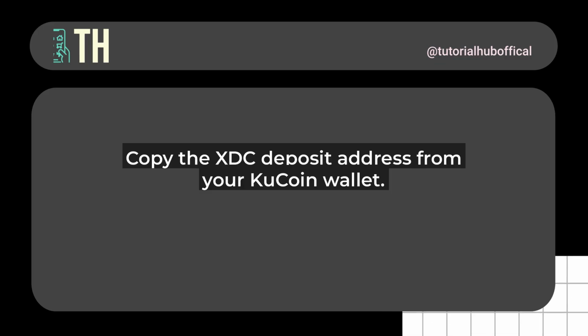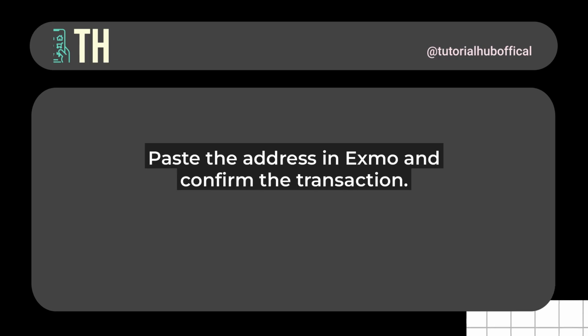Step 4. Paste the Kucoin address into the withdrawal form on Exmo. Double-check the address to prevent any errors. One wrong character could mean lost funds forever. Add any required tags or memos if Kucoin specifies them, then confirm the transaction.